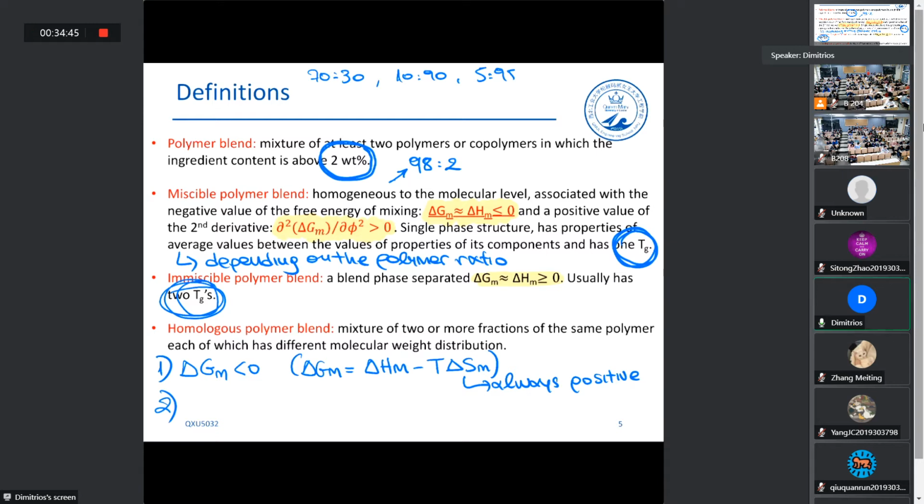Forgot to point out the second condition for the miscibility: the second derivative of the Gibbs free energy over the volume fraction, at constant temperature and pressure, okay, is positive. Phi is the volume fraction of the polymers.